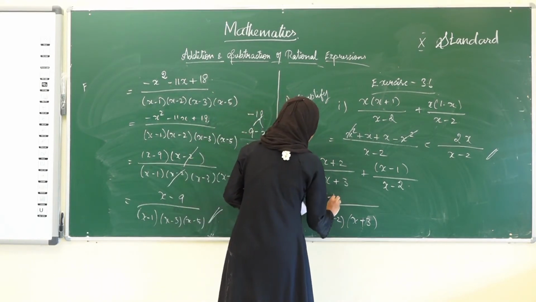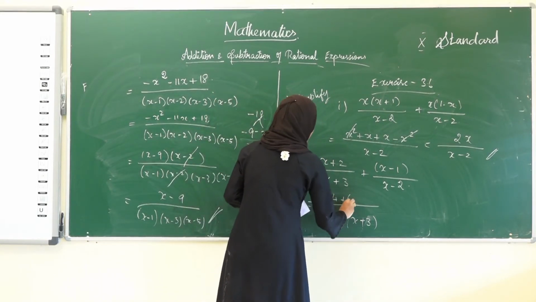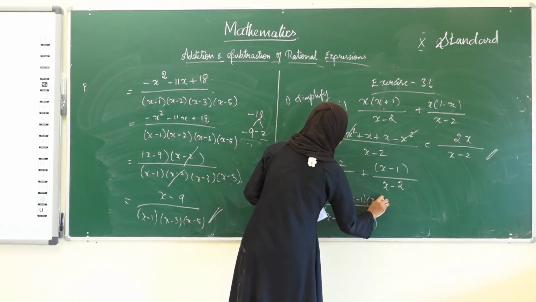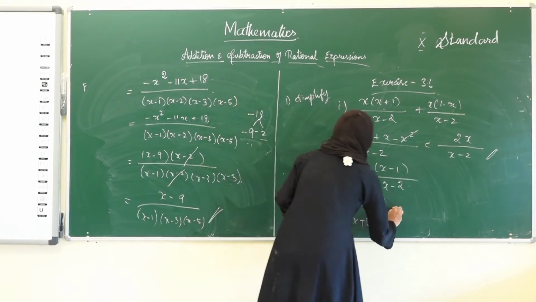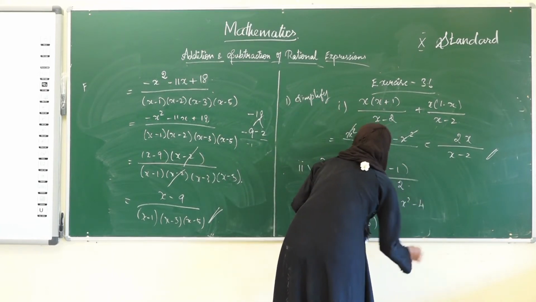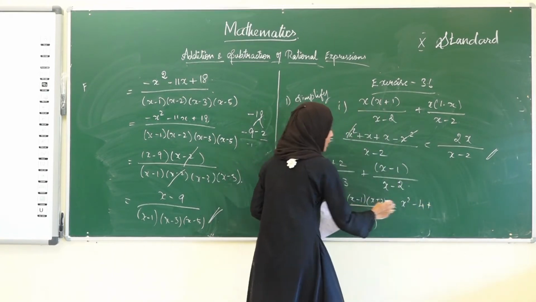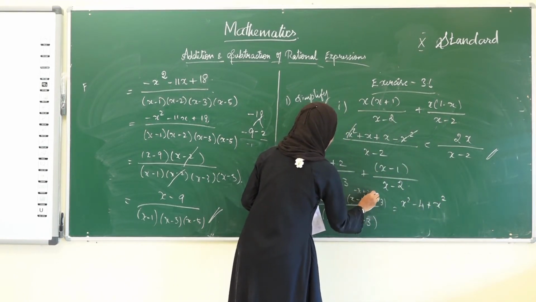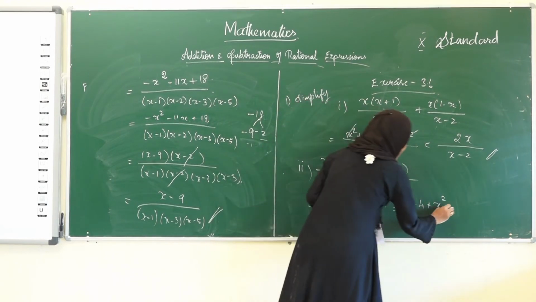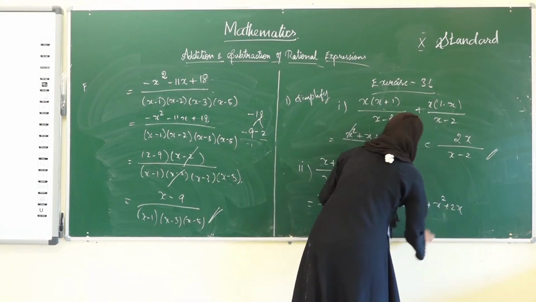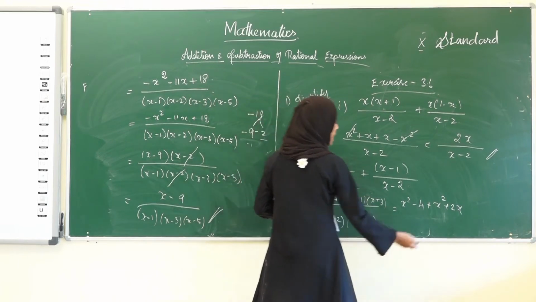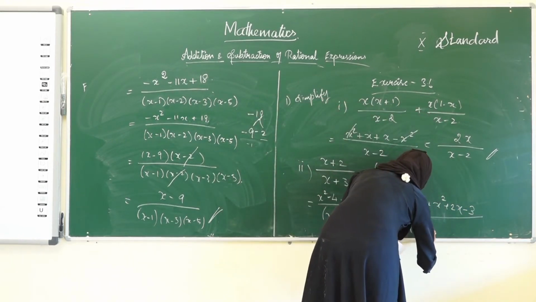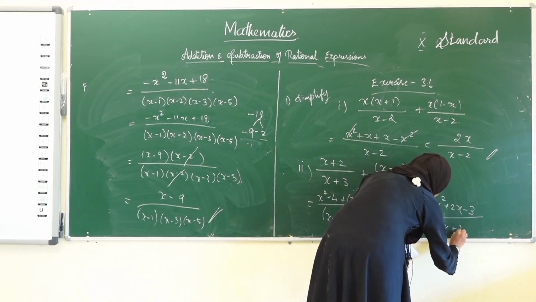x square minus 4 plus x minus 1 into x plus 3. Now, multiply this. x square minus 4 as it is, plus x into x is x square. This will be minus x plus 3x, the remaining will be plus 2x, and minus 1 into plus 3 is minus 3, divided by x minus 2 into x plus 3.